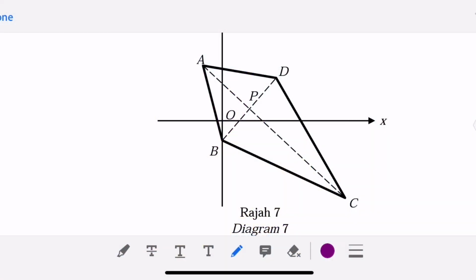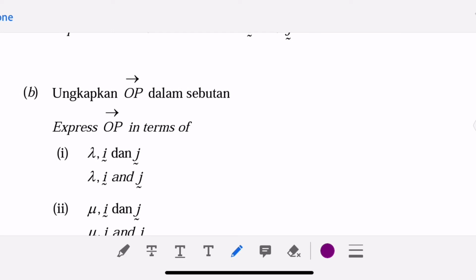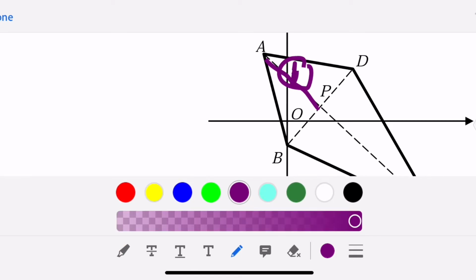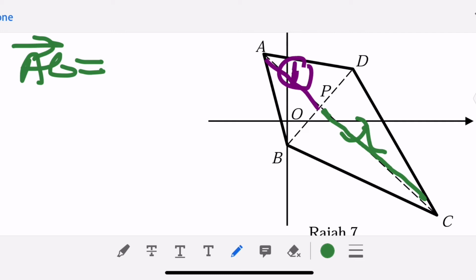Part B. This part is a bit challenging. We are going to find OP in terms of lambda, i and j. Let's go to the diagram for OP. Just now, if you read the question, this part is 1, the ratio, and then we focus on lambda. This is lambda. AC, we have the vector already, right? AC is 12 and negative 8 just now. Now we are asked to find OP.